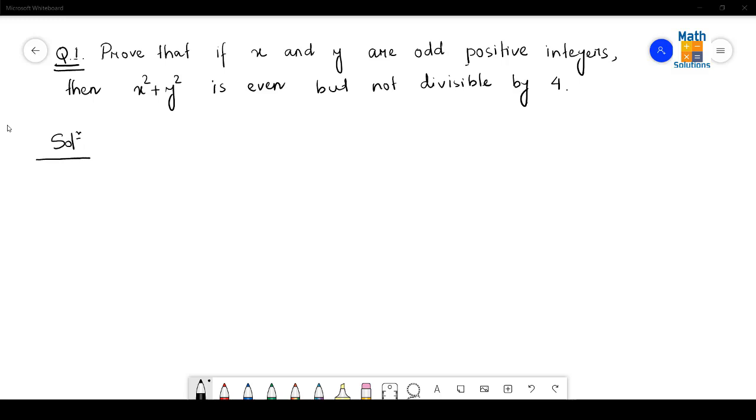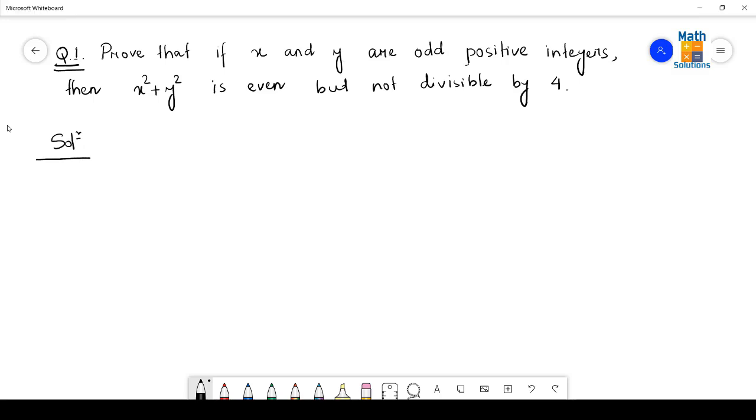Hello everyone. Through this video, we are going to discuss some additional questions on the first exercise in the chapter of real numbers. So here goes the first question. Prove that if x and y are odd positive integers, then x square plus y square is even but not divisible by 4.